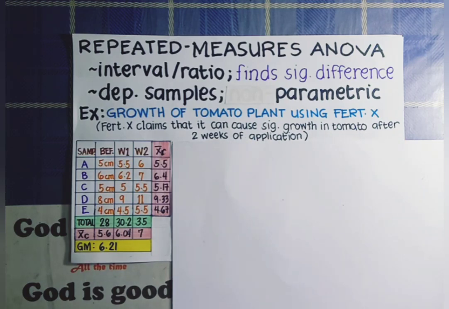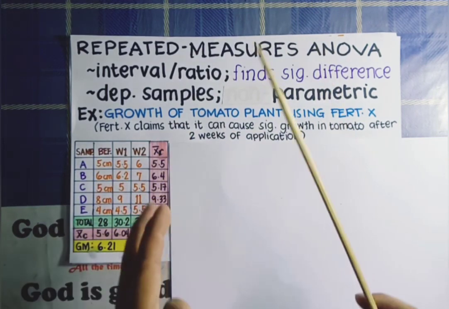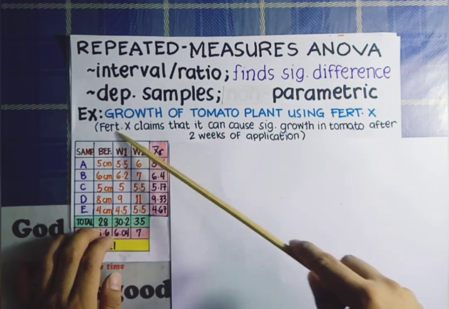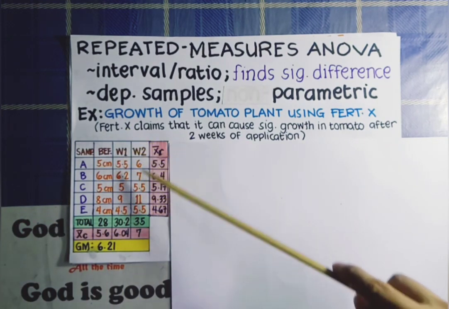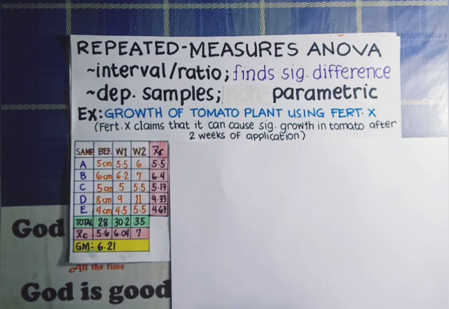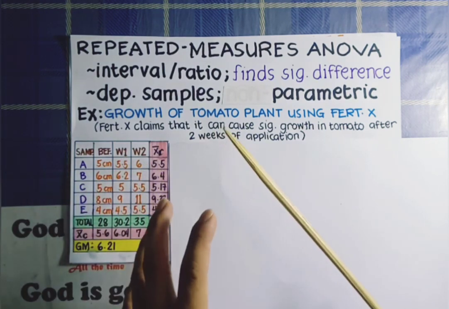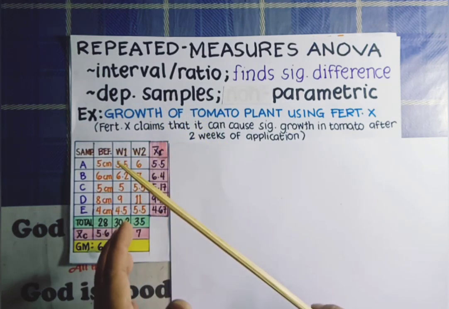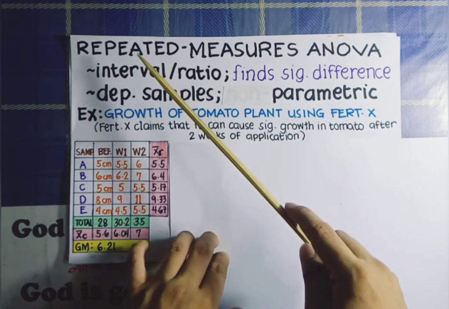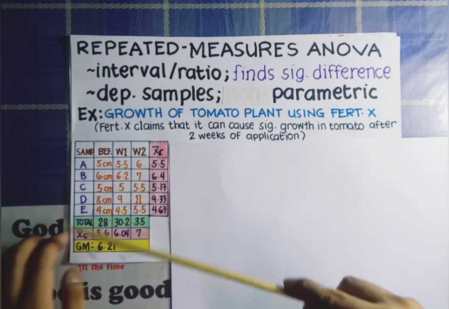weeks of application. Now in this research, we set up 5 different samples of tomato plants and we obtained their heights before the application of fertilizer X, 1 week after the application of fertilizer X, and 2 weeks after the application of fertilizer X. Now take note that the data in the before column, week 1 column, and week 2 column only came from the same set of samples. These samples are repeatedly measured every week. Hence the name repeated measures ANOVA. And these samples are dependent samples.